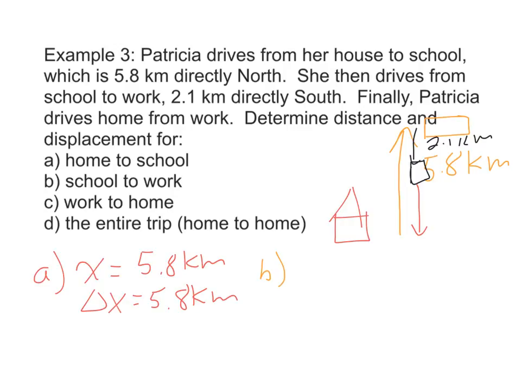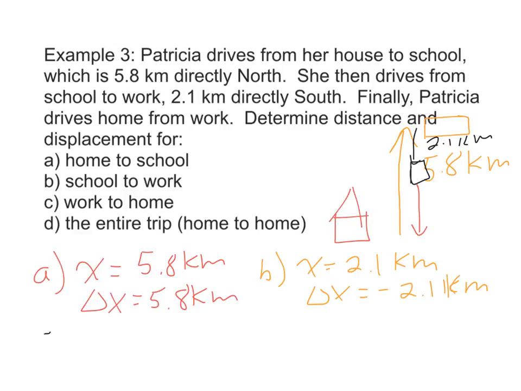Part B, school to work. Distance would be 2.1 kilometers. Displacement, she's traveling south, so this would be negative 2.1 kilometers.